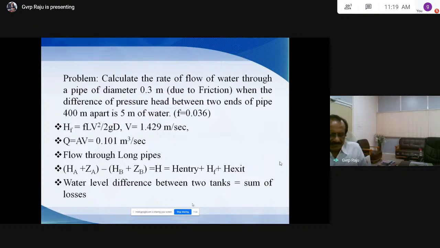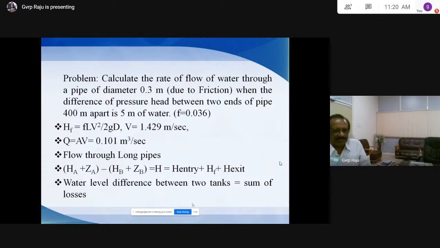Rate of flow is discharge. It is required to find out discharge Q. Rate of flow is discharge Q, which is A into V. So A is pi by 4 d square. We have the diameter here, 0.3. And V is the velocity, which is not known here.